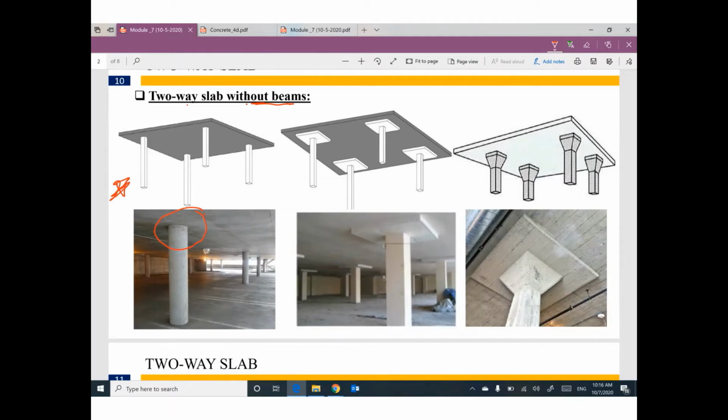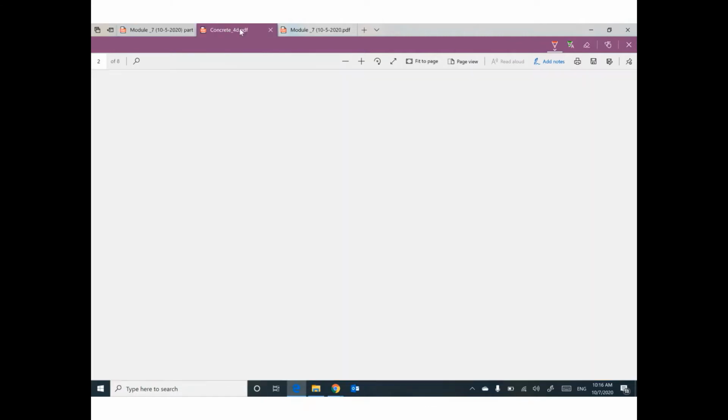Your column may be a circular column, square, rectangle, whatever the shape of the column, I don't care. But the slab itself rests directly on the column. Let me explain it here.